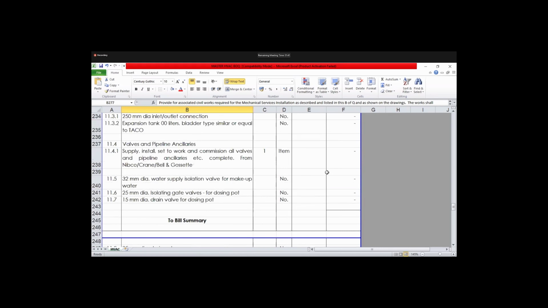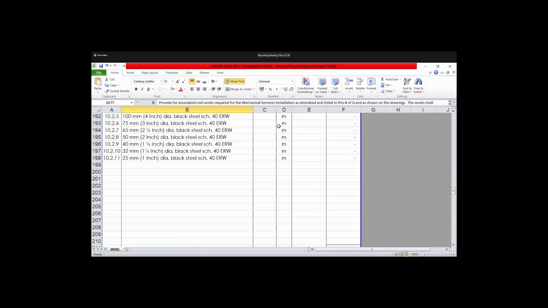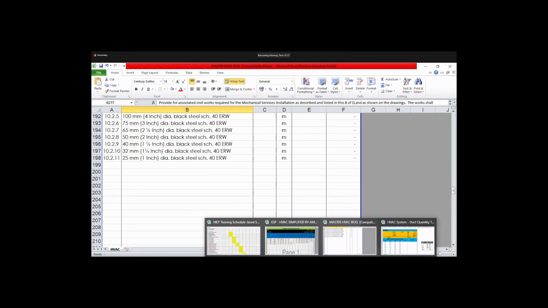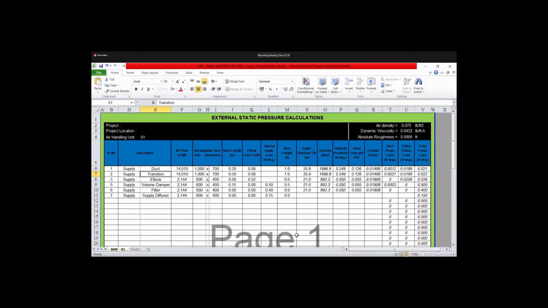So now we will see how to calculate the static pressure, okay. So let's start with this. There is a sheet we have prepared for the static pressure calculation. So we have to prepare this for each project. So it's very easy to calculate the total static pressure as per the fittings of the duct, okay. So these are the external static pressure.